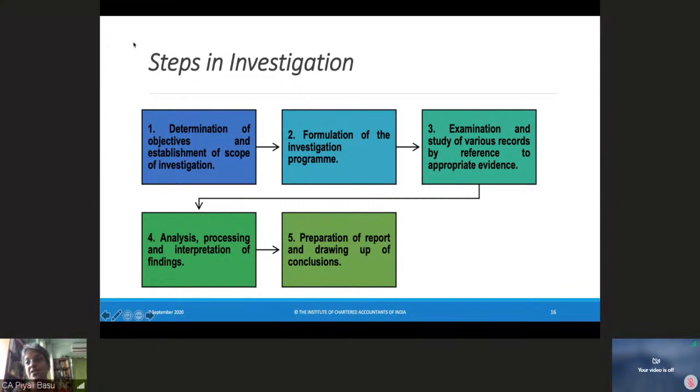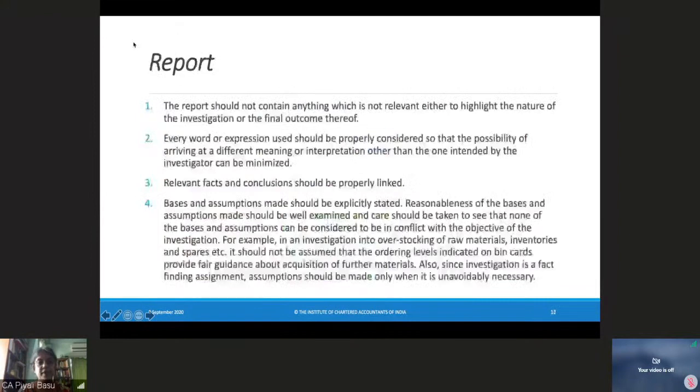And then we give a conclusive report with the evidence, that this is our report on the investigation: preparation of report and drawing up the conclusions. The report should contain objectives before, okay. So objectives, I think it is clear, there is not much to say.